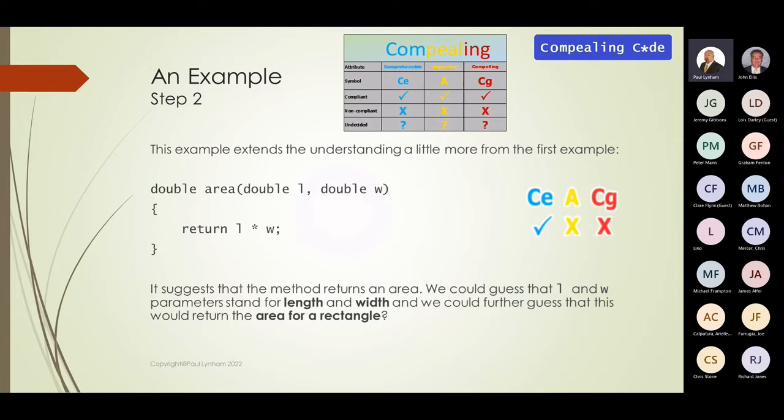So the next step along, what's happened is that this function has been renamed to area, and the two parameters, L and W, the implementation is still the same. It's L times W, returns that. So looking at this now, I think we can guess what's happening here. We've got an area, and it's taken two parameters. Could this be length and width? And when you multiply length and width, you get the area. Yes, you get the area for a rectangle.